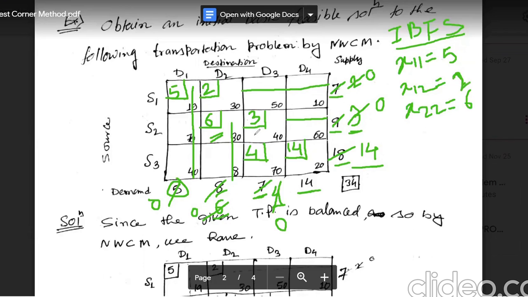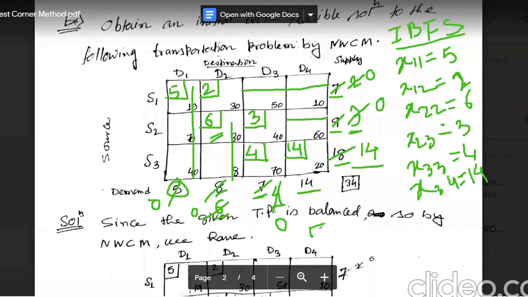And then this is X23. X23 is 3. Then this is X33, and X33 is 4. And then X34 is 14. So this is the initial basic feasible solution, and the total transportation cost is how much?